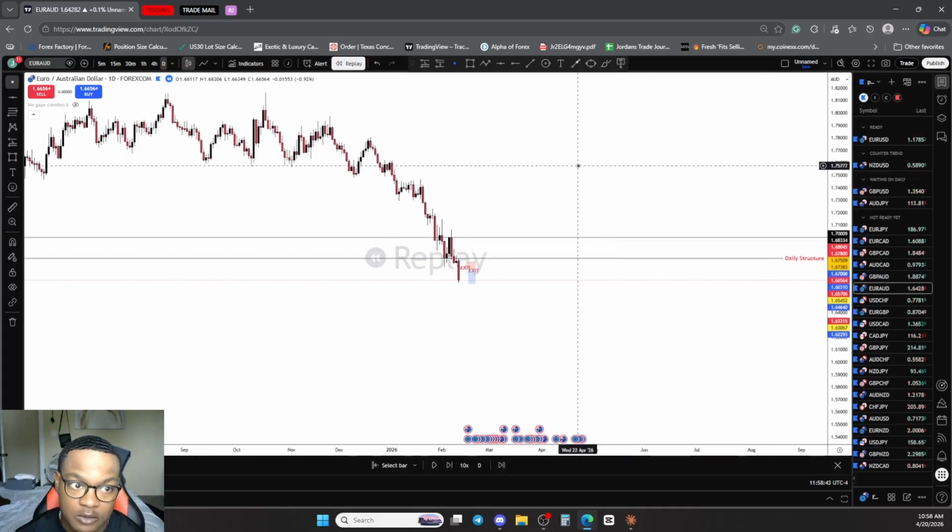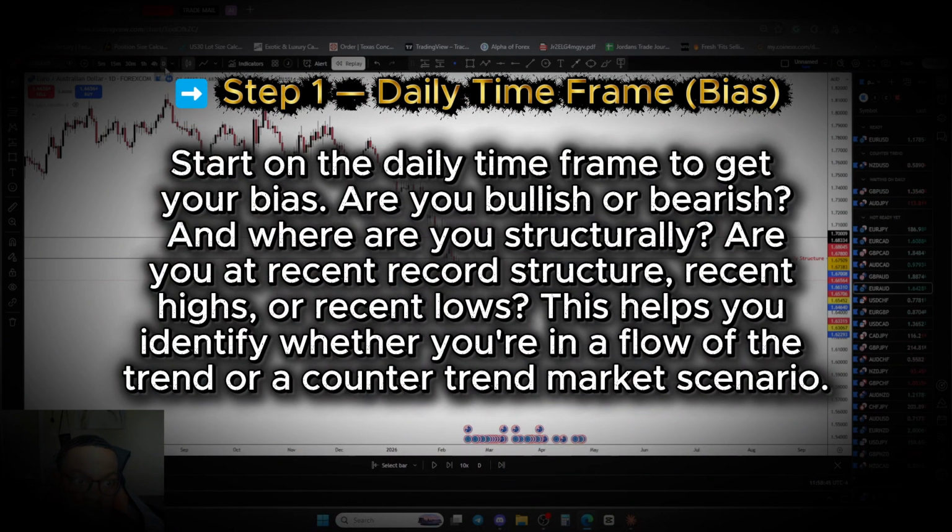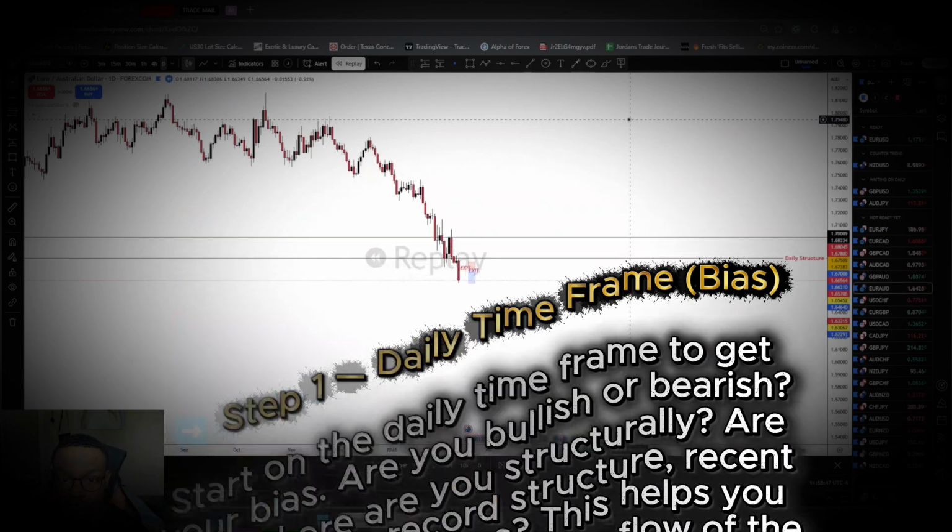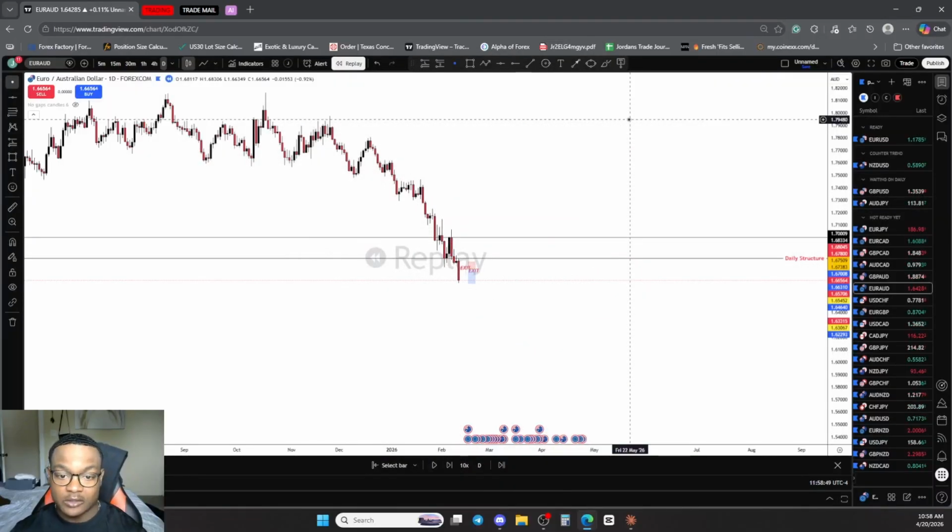So first things first, I always start on the daily time frame, since this is my highest time frame in how I trade. I use the higher time frames to give me my overall bias of the market, because like we know, higher time frame always outweighs the lower time frame structure. So wherever the daily time frame tells me if we're bullish or bearish, that's going to determine if I'm taking a Florida market trend or a counter trend scenario, which you will see how I'm able to make that judgment.